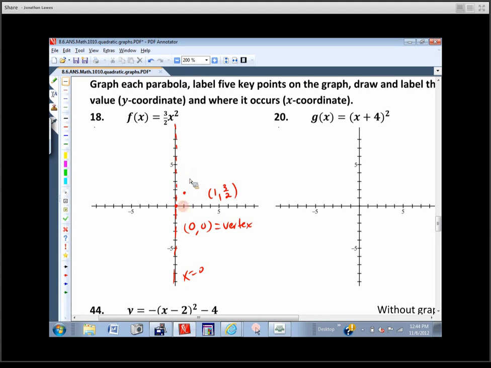Okay? So now I'm going to go over 2. Normally I'd go up 4, but what's 4 times 3/2? Yeah, cancel there. 2 times 3, that's 6. So I'm going to go over 2 and up 6. So this coordinate would be 2, 6. I've got the same points symmetric on the other side. Here's what the graph looks like.